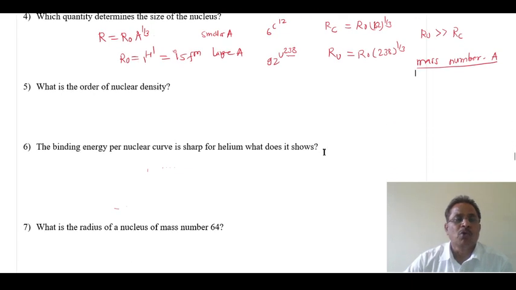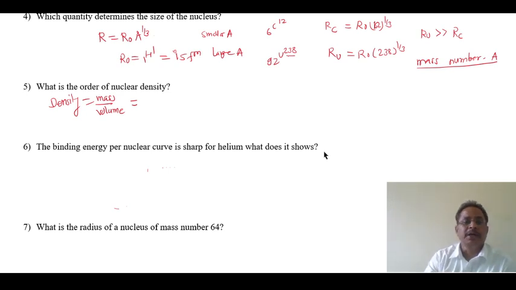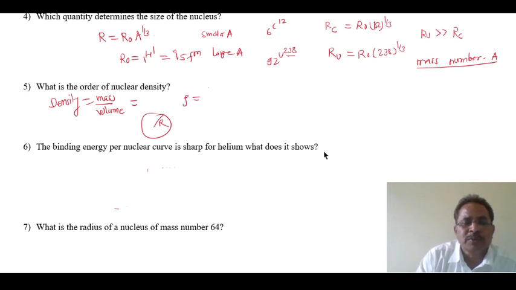Then next, what is the order of nuclear density? In physics, we calculate density by the simple equation: density is nothing but mass upon volume. Now, as we got the expression for radius here, assuming that this nucleus is usually of spherical shape, we can calculate the density rho. The mass is the number of protons plus number of neutrons multiplied by mp. So that is A multiplied by mp or mn, we can take. This is the total mass of the nucleus.